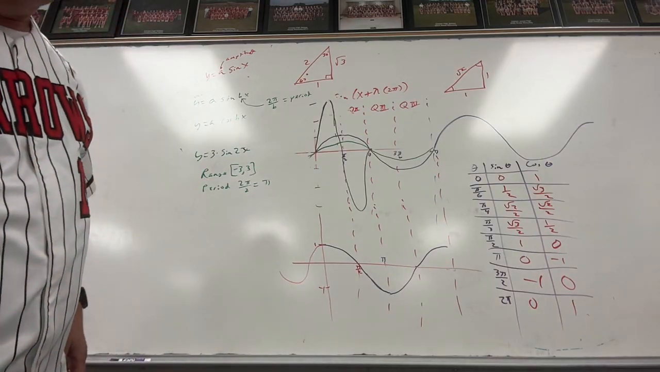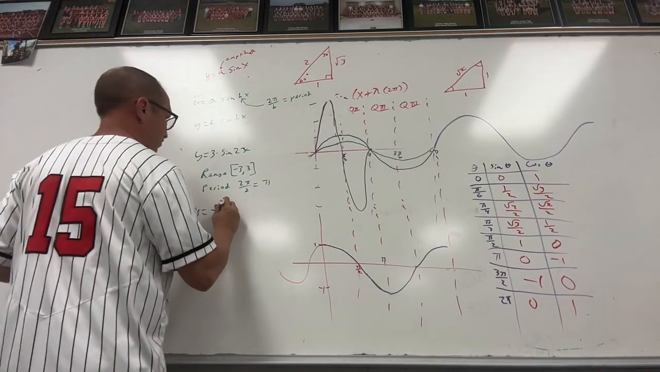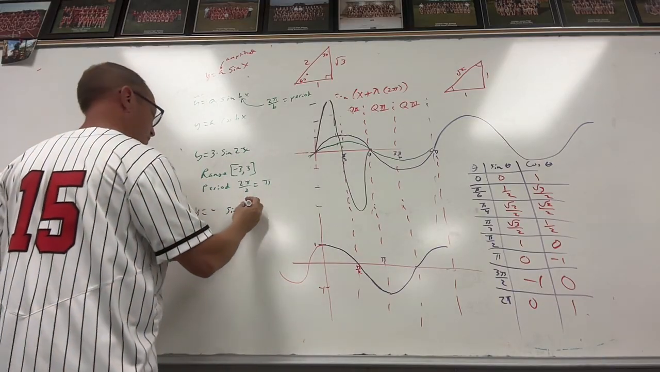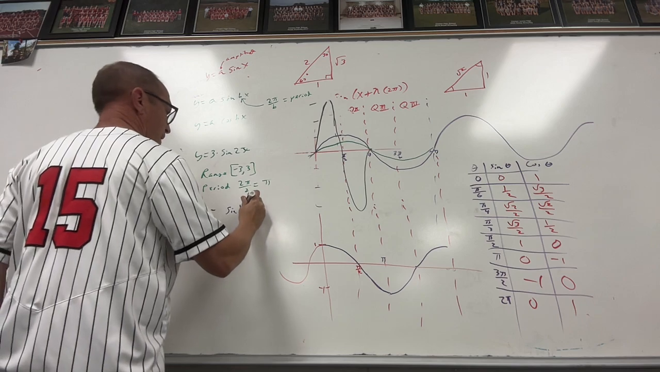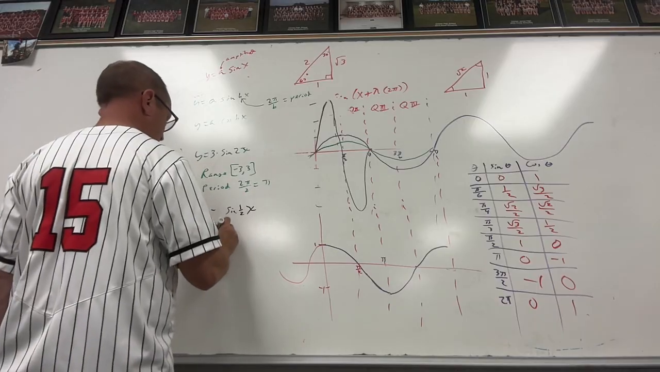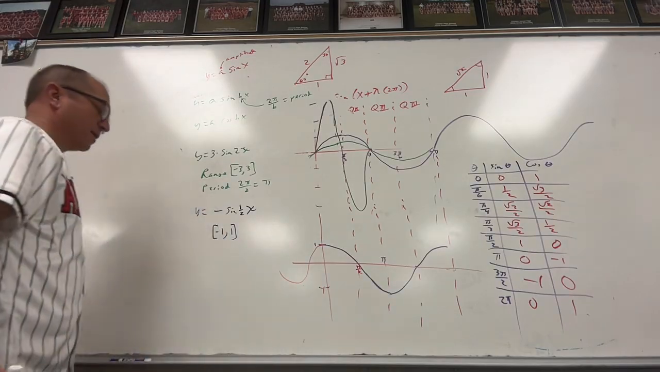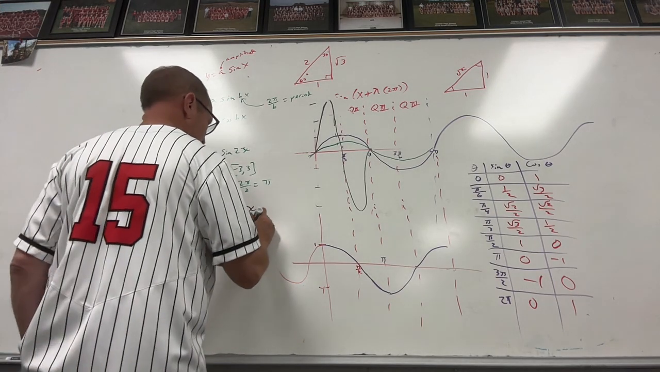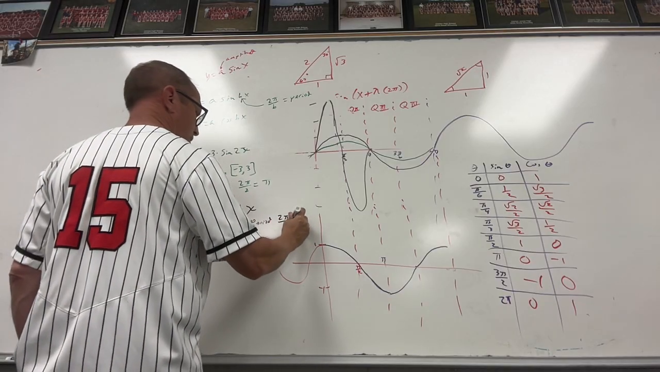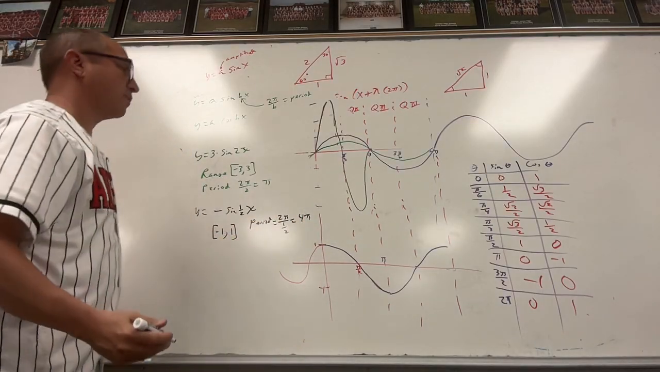Not a big deal. So if you have y equals negative sine of, I don't know, let's do 1/2 x. Now the range will be from -1 to 1. The period is 2 pi divided by 1/2, which is 4 pi. So now we're looking at having the period from 0 to 4 pi.